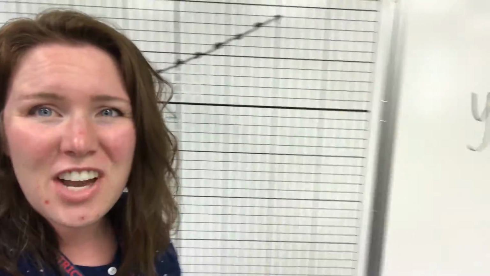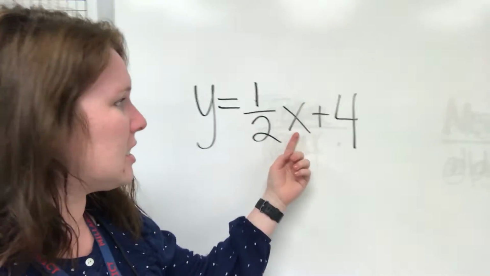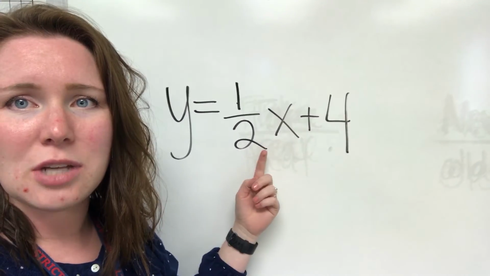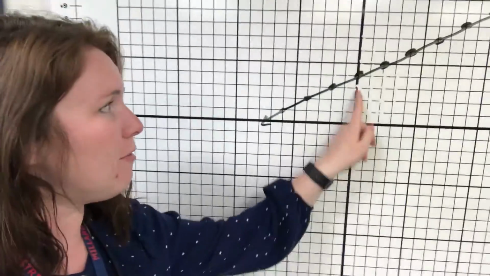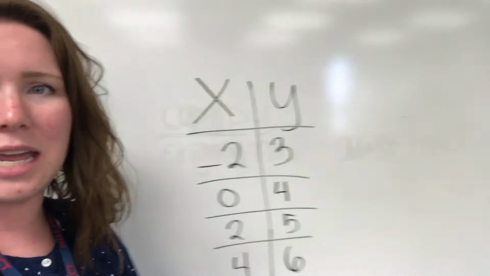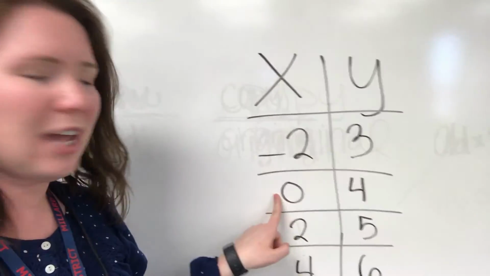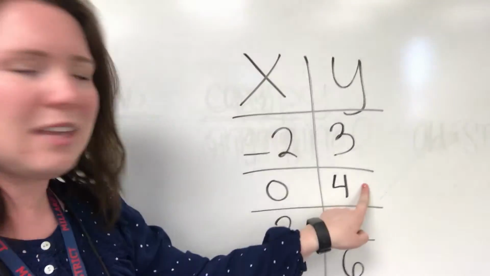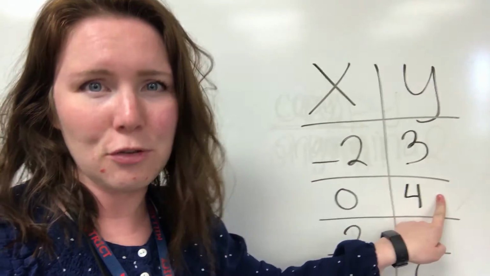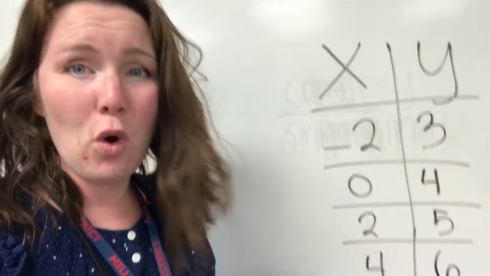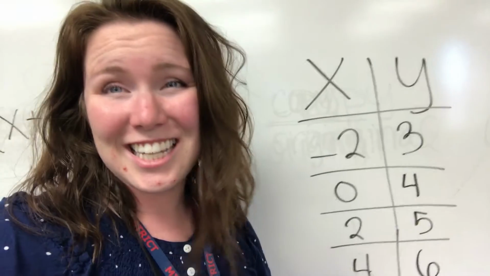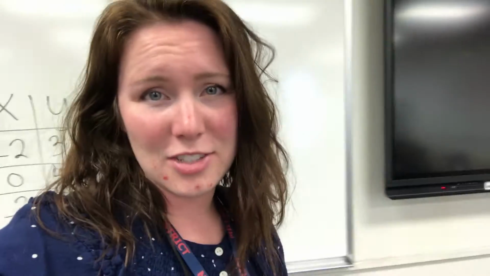Well, this is a function because if we take 0 and plug it into x, 0 times 1/2 is 0 plus 4. I know no matter what the answer is going to be 4. Look right here, the answer is 4. Look, I even can make a table out of it. I know if I put 0 in for x, the answer is 4. There's not lots of different answers I'm going to get. If I put 4 in for x, the answer is 6. There's not a lot of different answers I can get.